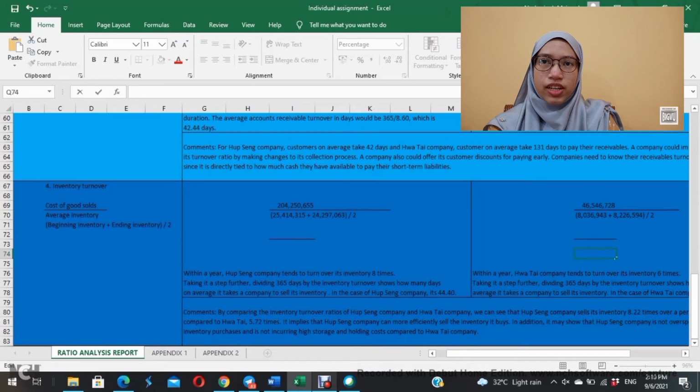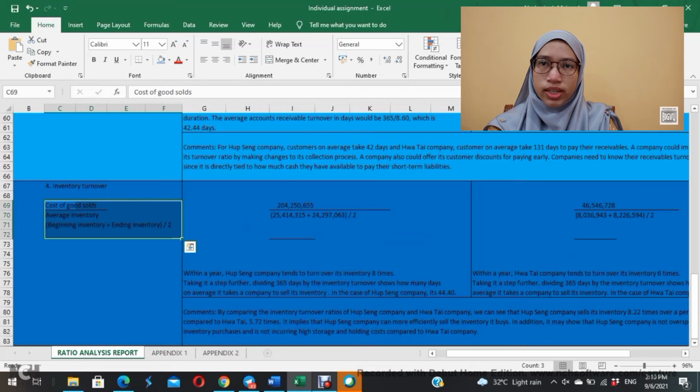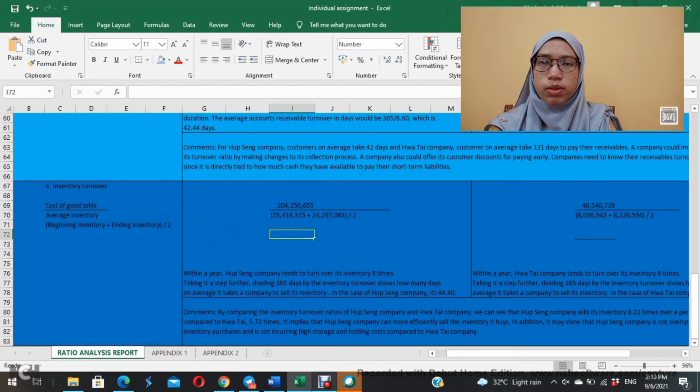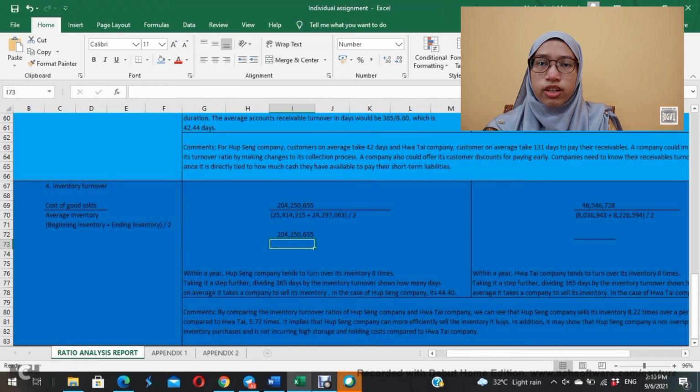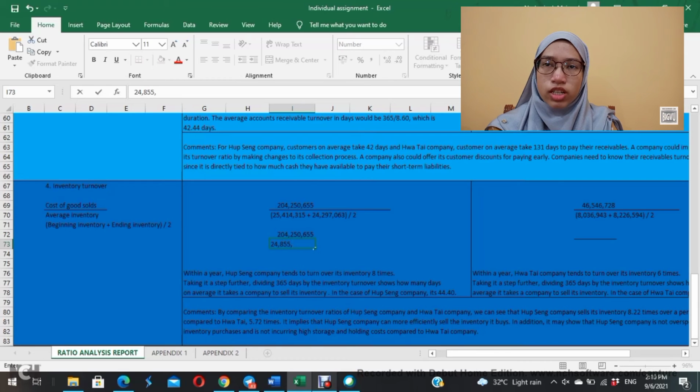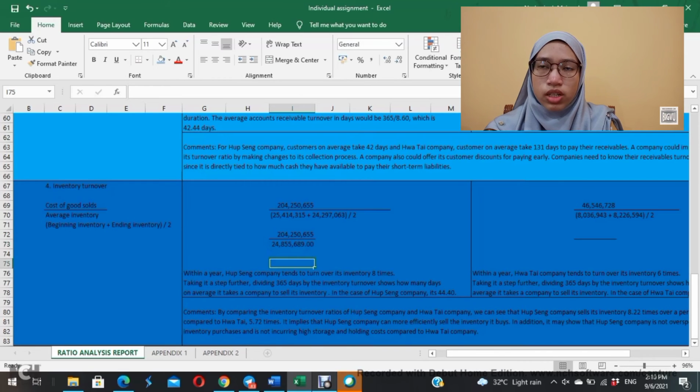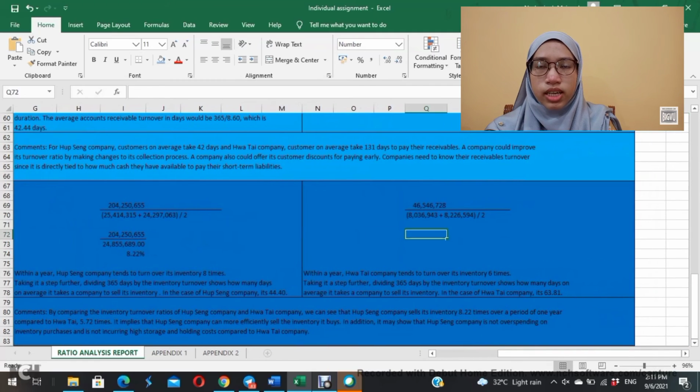The last step is calculating the inventory turnover. The inventory turnover ratio is calculated by dividing the cost of goods sold for a period by average inventory for that period. Firstly, the cost of goods sold for Hapseng Company is 204,250,655 ringgit divided by 4,855,689 ringgit of average inventories, then we get 8.22. Within a year, Hapseng tends to turn over its inventory 8 times.